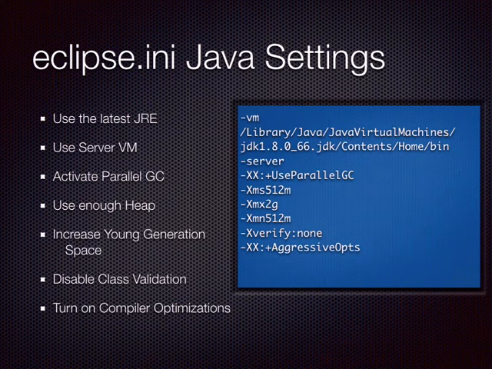Another option that you should consider is to disable class validation with the -Xverify:none flag. This has something security relevant. If you disable this, of course, the VM does not check the class files for consistency anymore. But if you trust the installation that you have and switch that off, you can save 10 to 15% of class loading speed. And especially at startup of Eclipse, you load tons of classes.